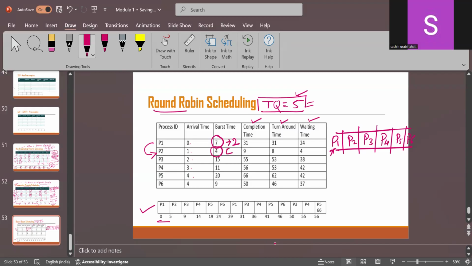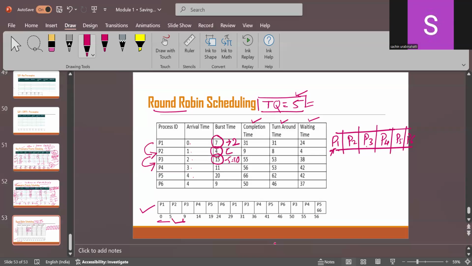So definitely this will be completed within the quantum. See here, P2 takes the execution time from 5 to 9 because it needs only 4. 5 plus 4 is 9. So by the ninth unit of time, P2 has completed its execution. Once P2 has completed, who is next in the queue? It is P3. So the next process to run is P3. What is the burst time of P3? It is 15, but how much time is it given now? Only 5 units of time.